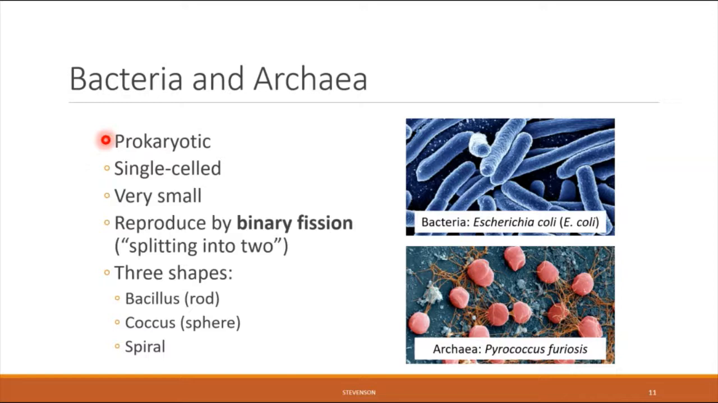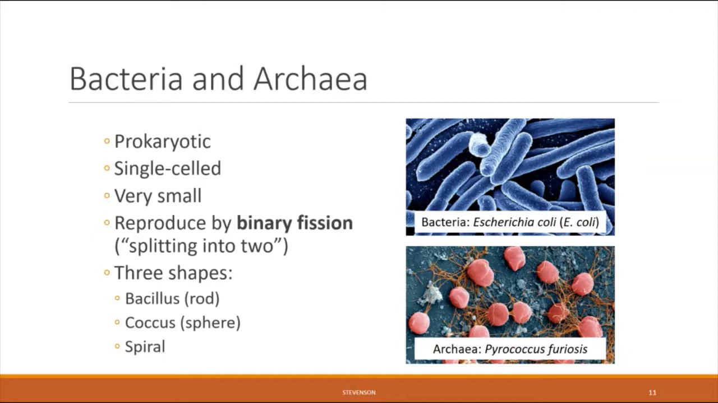And they both reproduce through a process called binary fission, which simply involves splitting in two. It's a very simple process where the bacteria and archaea make a copy of their DNA, and then they split down the middle and clone themselves.